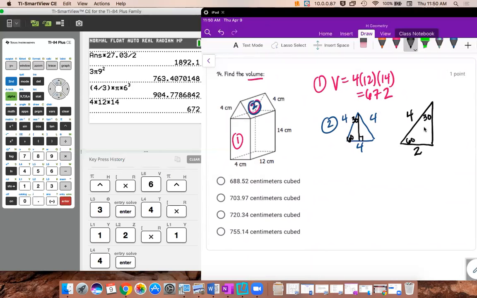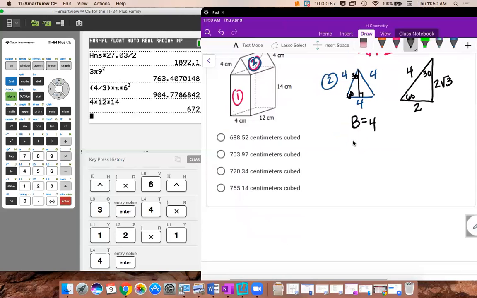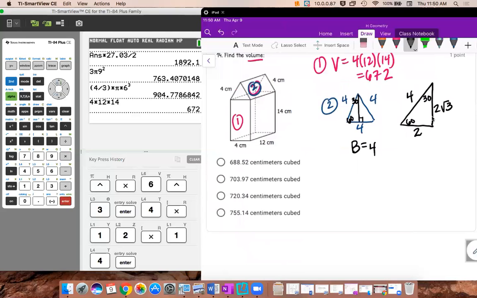This is the side across from 60, so that means this is just 2√3. To find the area of the base, which is the big B, we do the base of my triangle, which is 4, times the height of that triangle, which is 2√3. So base times height divided by 2. If we do 4 times 2, that becomes 8, divided by 2 is 4. So the area of this base is 4√3.